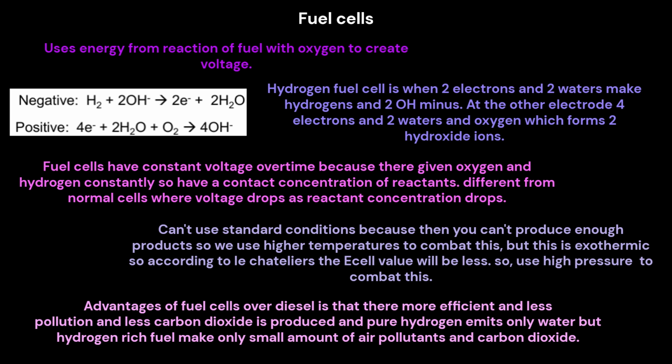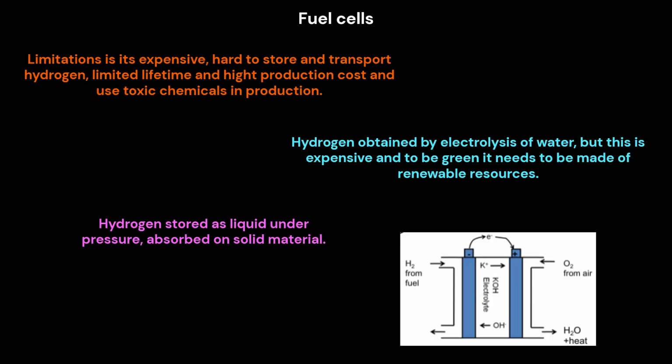Advantages of fuel cells over diesel are that they're more efficient, cause less pollution, and less carbon dioxide is produced, and pure hydrogen emits only water, but hydrogen-rich fuel makes only a small amount of air pollutants and carbon dioxide. Limitations are that it's expensive, hydrogen is hard to store and transport, there's a limited lifetime and high production cost, and toxic chemicals are used in production. Hydrogen is obtained by electrolysis of water, but this is expensive, and to be green it needs to be made using renewable resources. Hydrogen is stored as a liquid under pressure, or absorbed on a solid material.